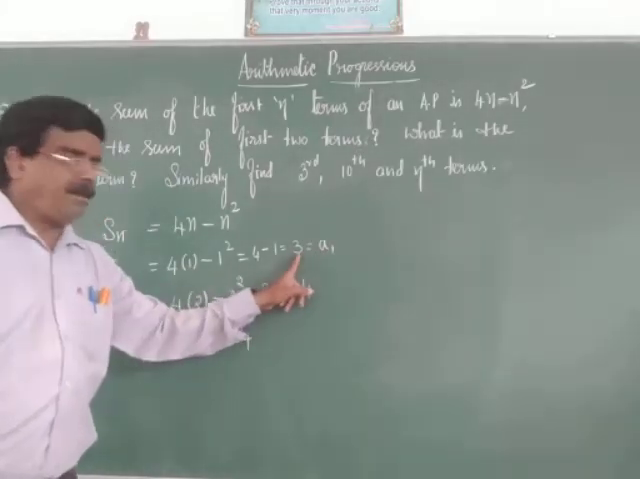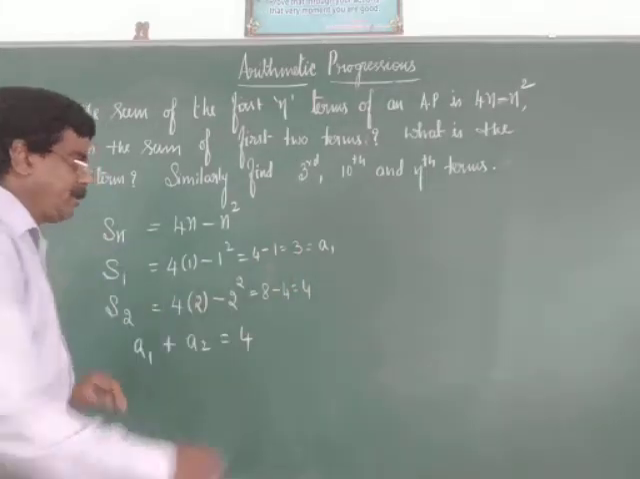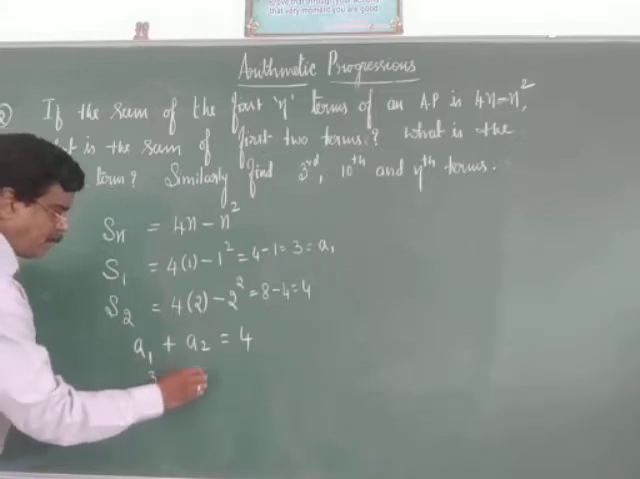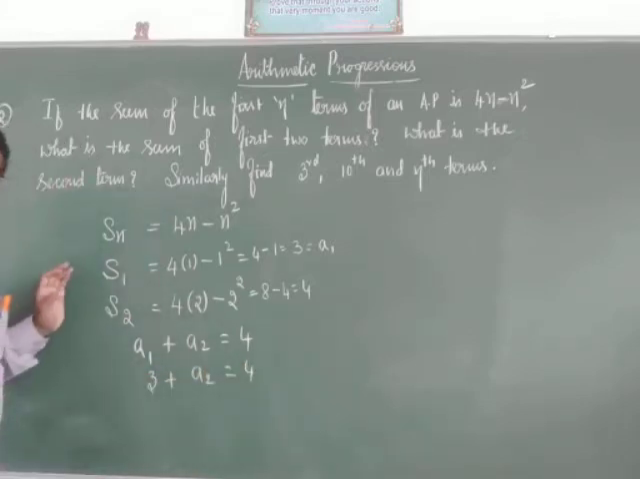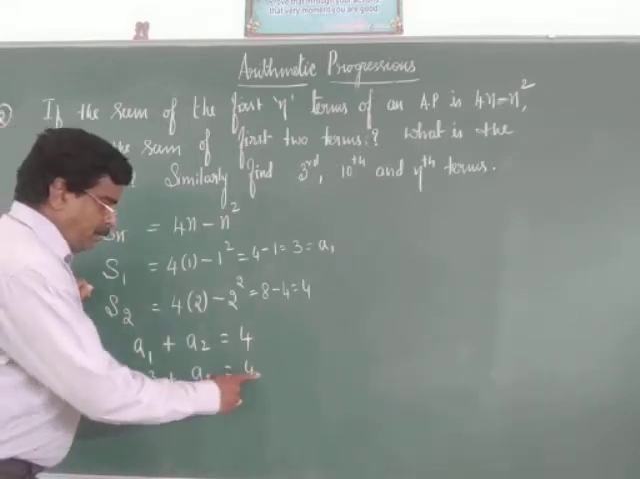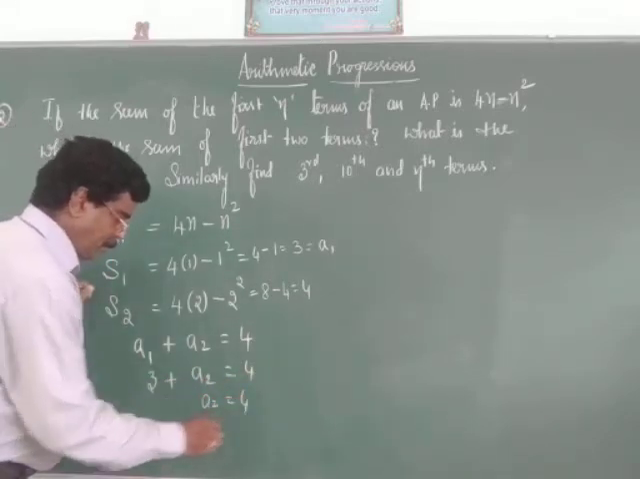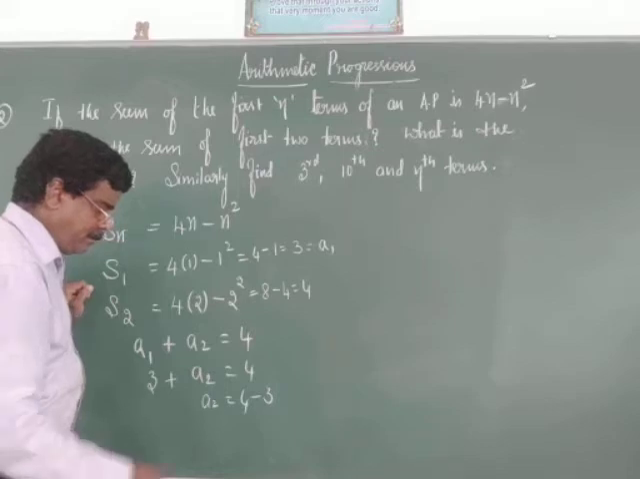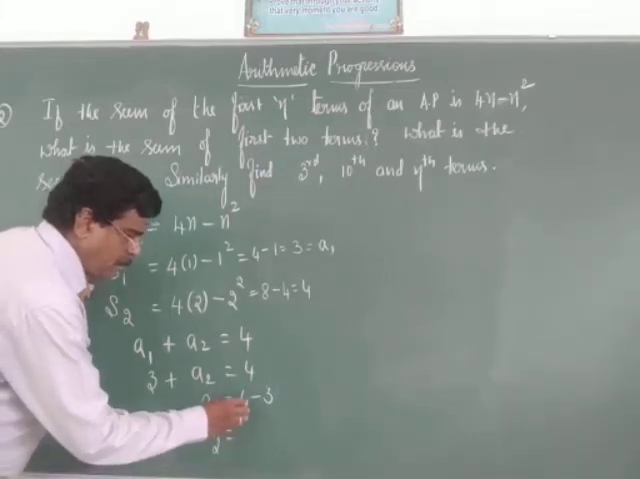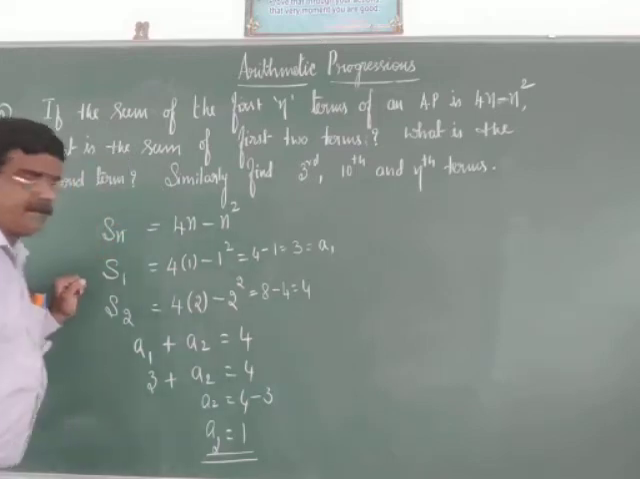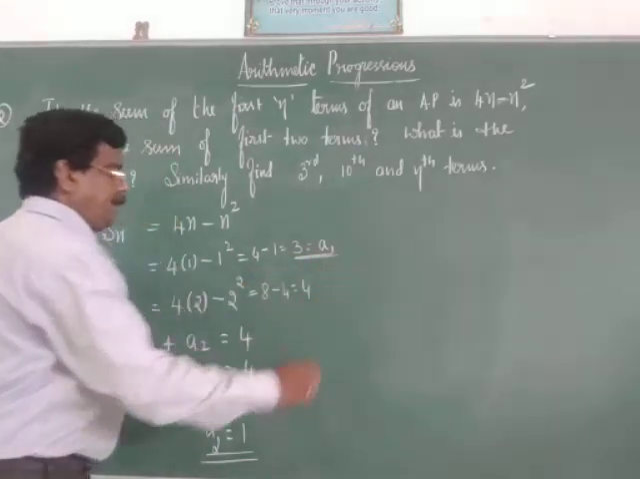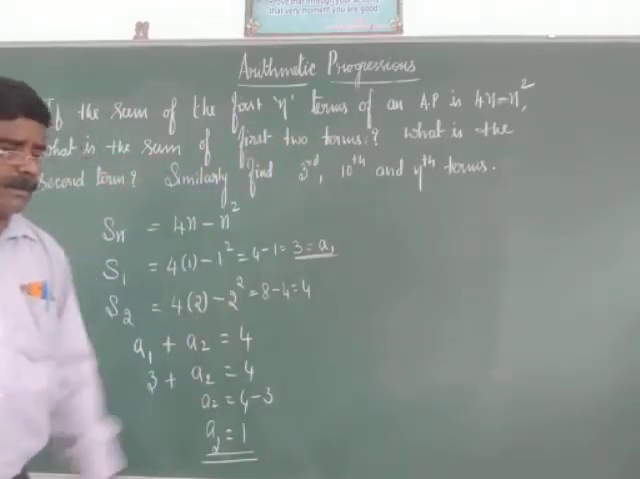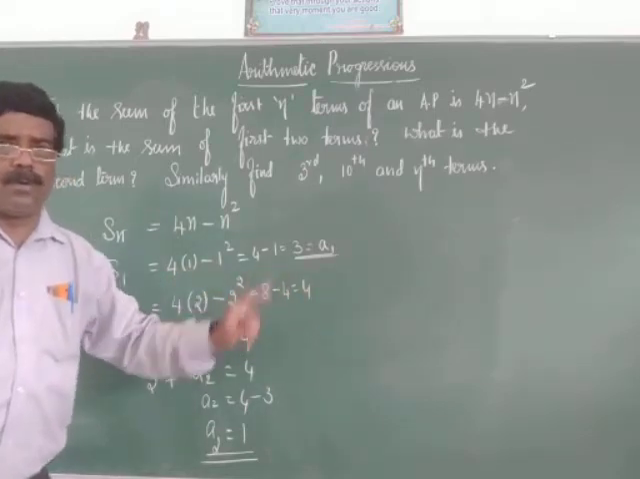Here A1 is 3, the first term is 3. You can substitute A1 as 3 here. So in the place of A1 if you write 3, 3 plus A2 will be equal to 4. Now transpose this 3 to the right hand side. It becomes minus 3. So A2 is equal to 4 minus 3, which means 1. The first term is 3. The question asked here is, what is the sum of first two terms? So the sum of the first two terms is 4.